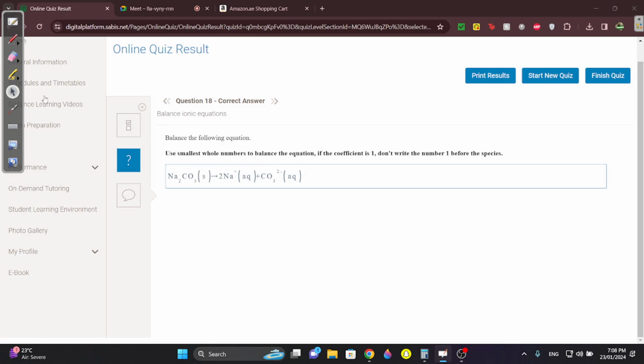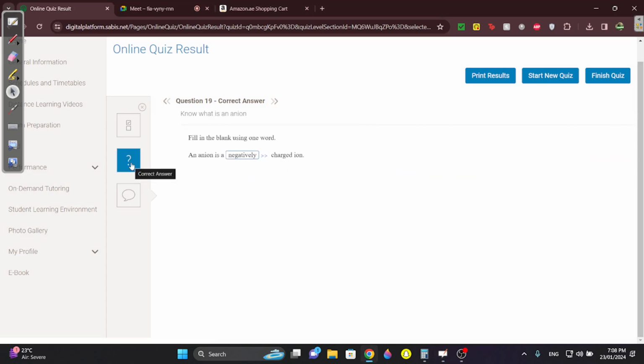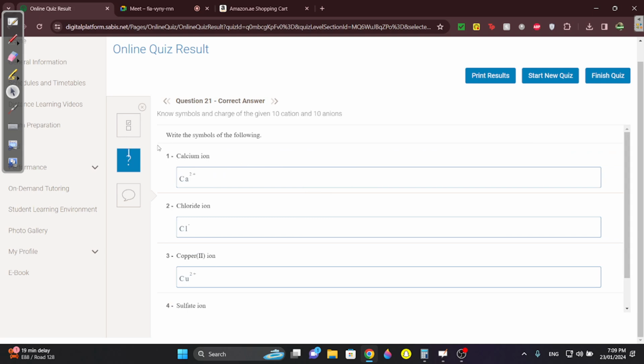Question 19. An anion is negative. You guys know anion is negative. Question 20. A cation is positive. Question 21. Calcium ions. You memorize the charges. Calcium is Ca, and since it's group 2, it's 2 plus. Chloride is Cl, and since it's group 7, it's Cl minus. Copper ion, since they put 2, it's going to be 2 plus. Why plus? Copper is a metal, and metals are always positive.